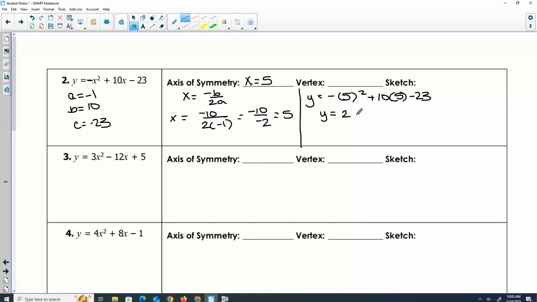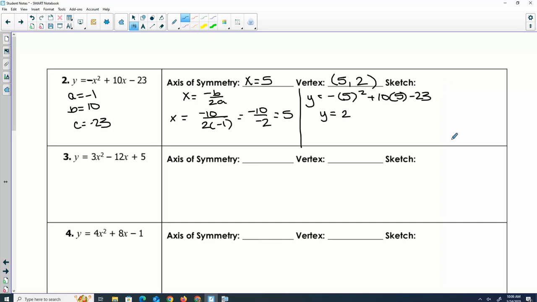Did you guys get positive 2? Yeah. So my vertex is an ordered pair, x comma y. X was 5 and y is 2. Does everyone understand how I'm getting this information? What's wrong? I get 52. Because you didn't put the negative in the very front. Yeah, yours is in the front. See, because it was out in front of the x squared, it has to go in the very front.